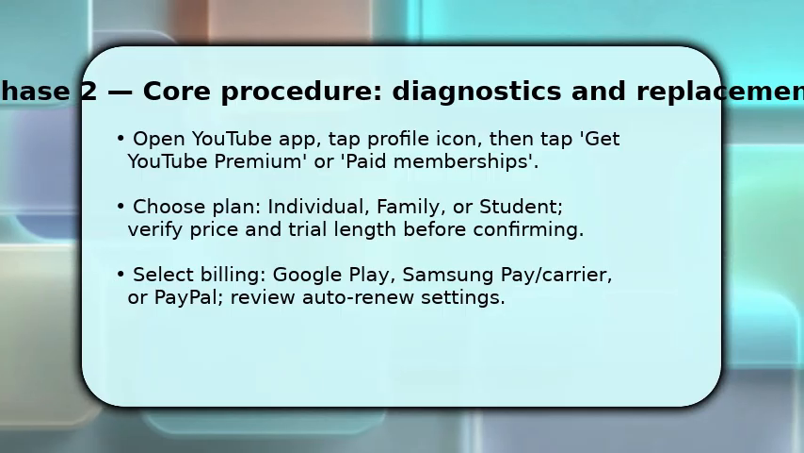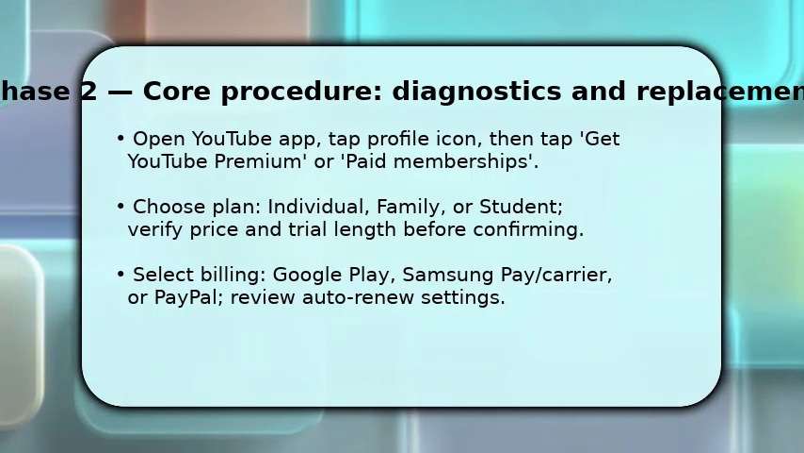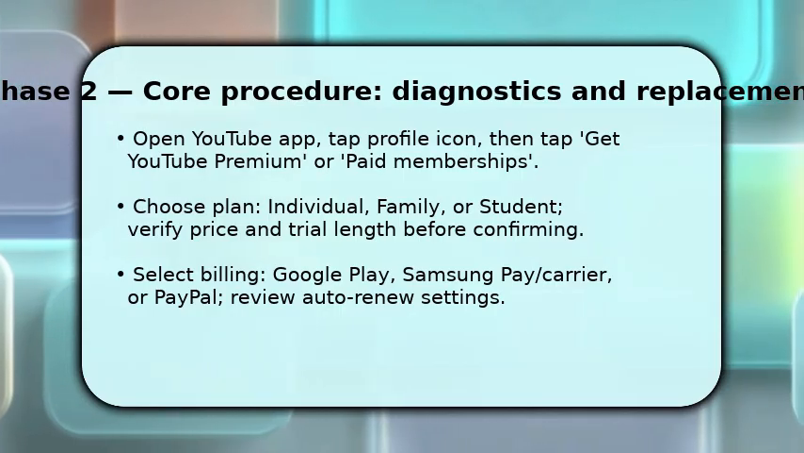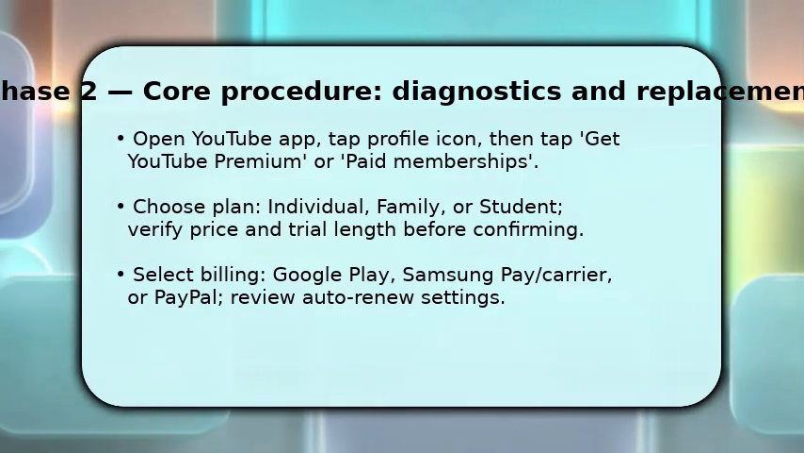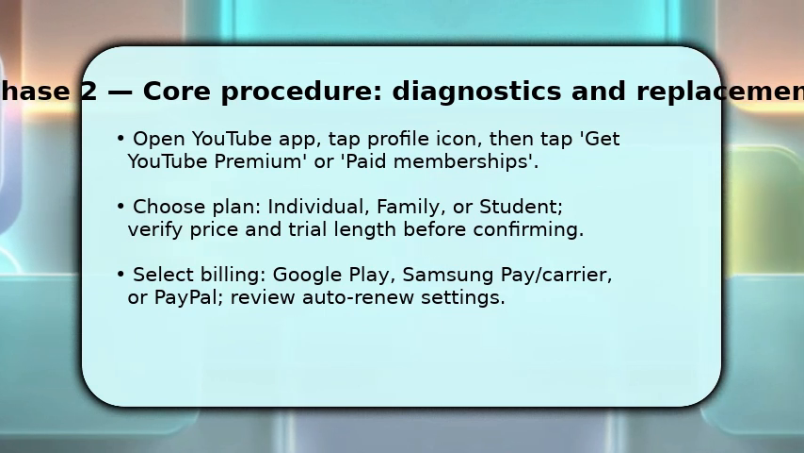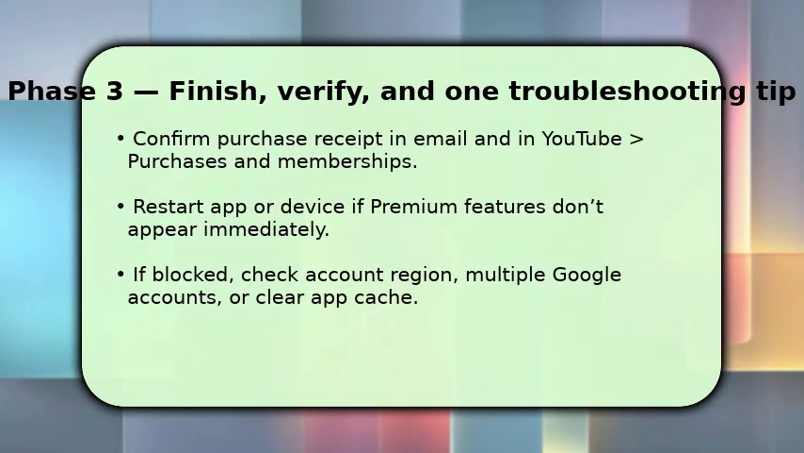Next, pick your billing method: Google Play, Samsung Billing, Carrier Billing, or PayPal. Choose carefully since refunds and trials differ. After selection, follow on-screen prompts to authorize payment and complete verification. Finish by confirming the charge and looking for the YouTube Premium badge under your profile.